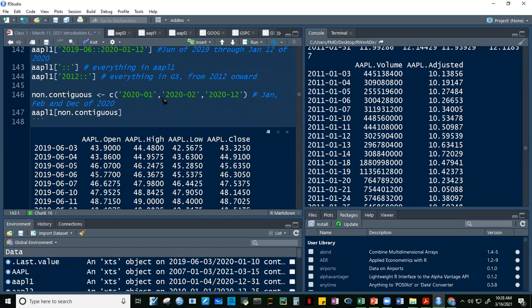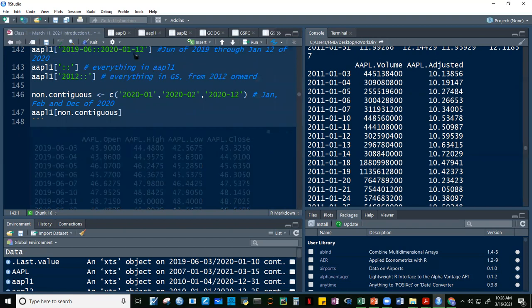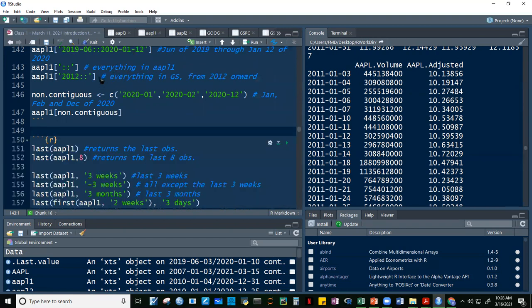Since that's what we asked, no? January 12, 2020. Walang January 19. Kaya January 10 lang yung binigay niya. How about this, guys? Colon, Apple 1 lang din yan, everything.